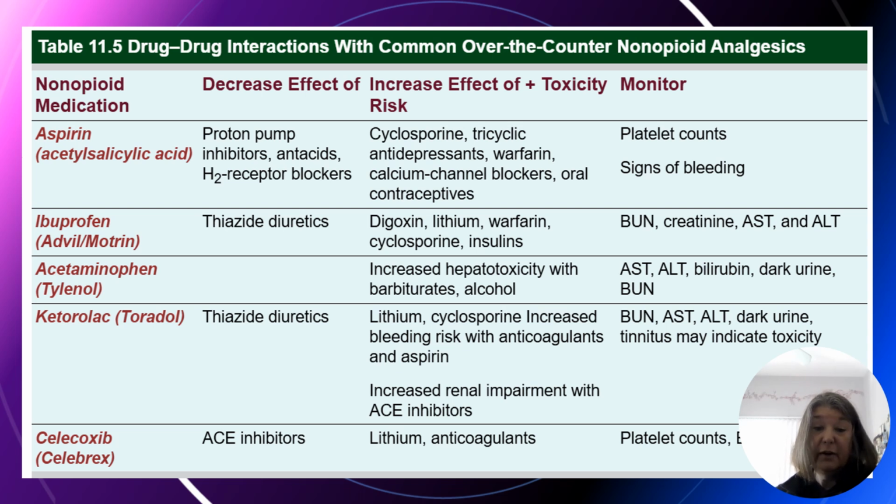This is table 11.5. This talks about common over-the-counter non-opioid analgesics. Talks about some of the risk factors that we need to pay attention to. Notice BUN and creatinine. BUN, creatinine, those are our kidneys. AST and ALT, that's our liver. All right. Notice that Toradol, ketorolac, has a tinnitus warning on there. We talked about what tinnitus is. And then, of course, with our aspirin, we are worried about signs and symptoms of a bleed. Okay, so take a look at this.